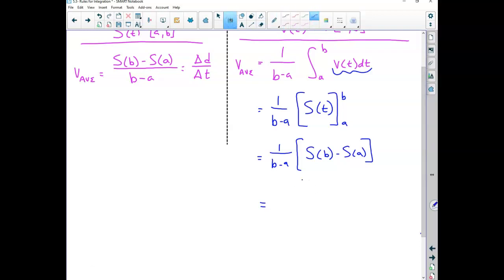What do I get? I get s of b minus s of a divided by b minus a. And what do I notice here? I get the same thing. They're the exact same thing for my average velocity, okay? Now, I don't know about you, but that's kind of cool, because now we can find our average velocity using position or our velocity curve, okay?